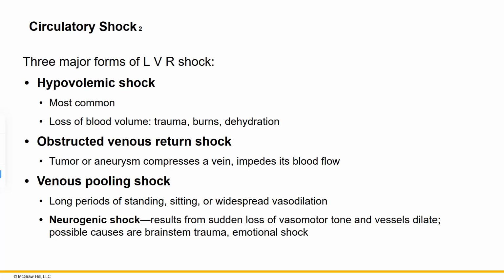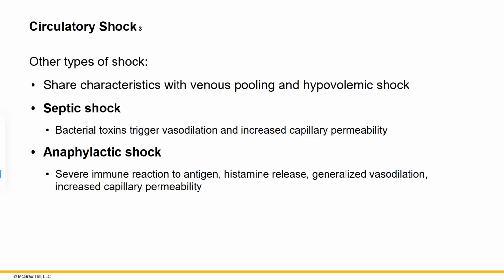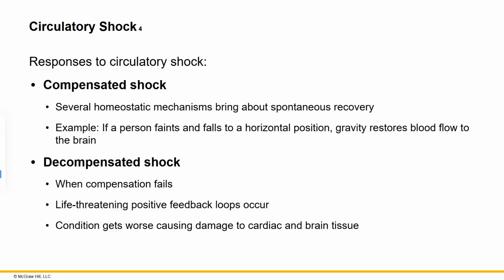Neurogenic shock results from a sudden loss of vasomotor tone and vessels dilate. Possible causes are brainstem trauma and emotional shock. Other types: septic shock is due to bacterial toxins, and anaphylactic shock is due to an allergy. Compensated shock, severe homeostatic mechanisms bring about spontaneous recovery. Decompensated shock, when compensation fails, life-threatening positive feedback loops occur.